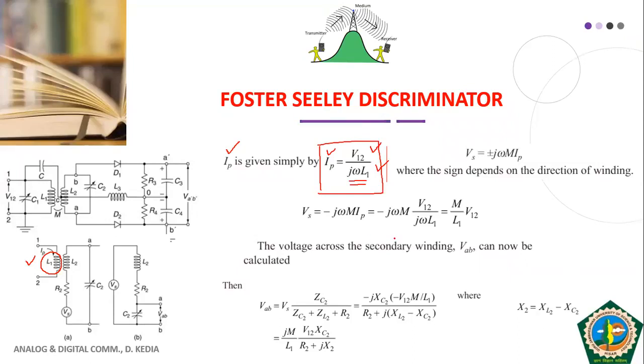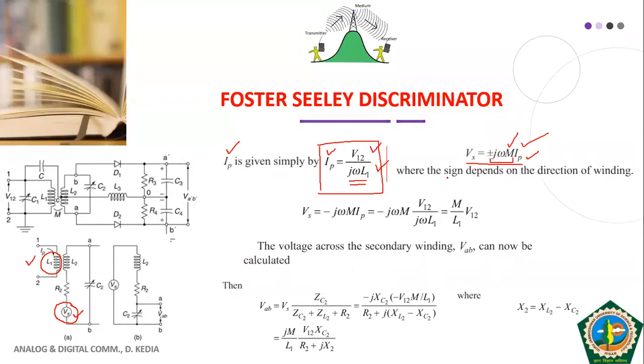Because of the current flowing in the primary, some voltage will be induced in the secondary. That induced voltage has been shown as a series voltage source in the secondary, Vs, with a value of plus or minus j omega M IP, where M is the mutual inductance. Since V is equal to I into Z, IP is the primary current and j omega M is the mutual impedance, so Vs is equal to plus or minus j omega M into IP.